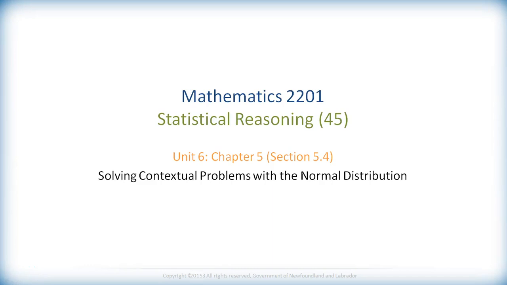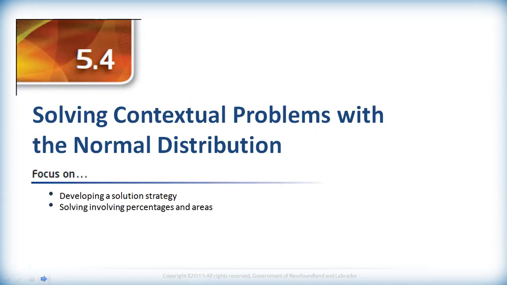All right, folks, for our 45th installment here, we're going to look at solving contextual problems using the normal distribution. That sounds interesting. You wouldn't think it was possible, would you? But it is. You'll see. So we're going to talk about developing a solution strategy, which is never a bad idea. And then we're going to talk about solving problems involving percentages and areas. So those two things are going to be important for us.